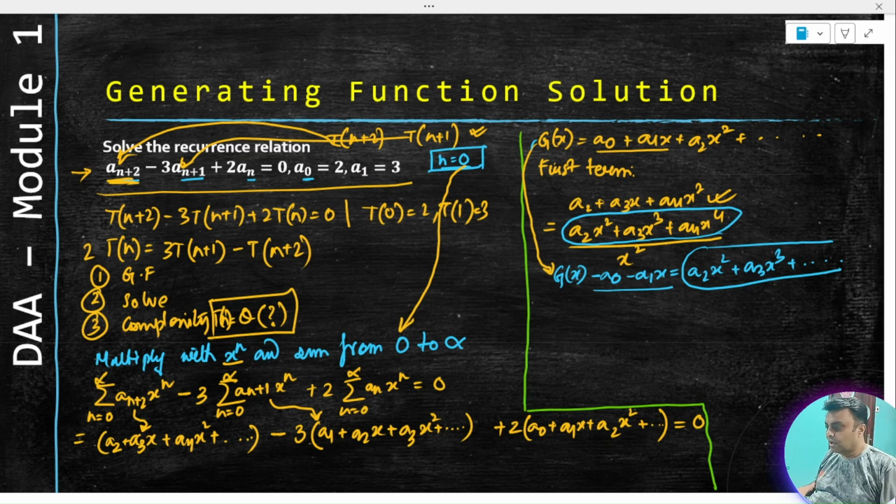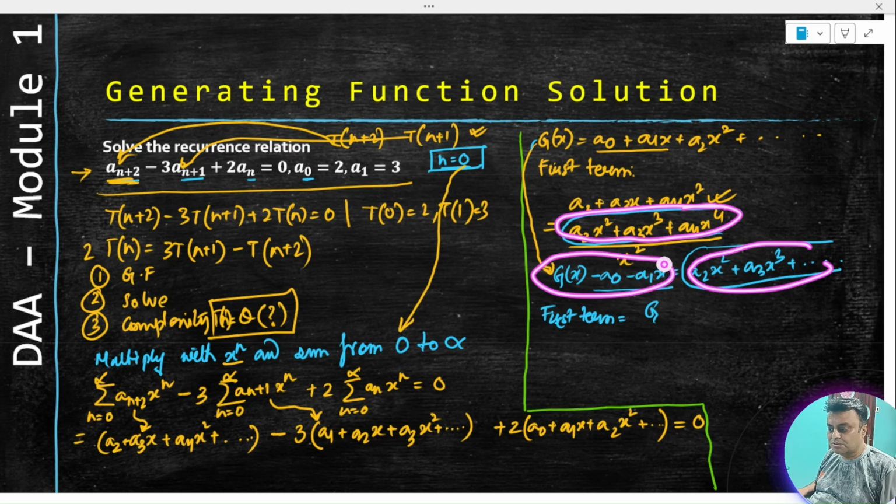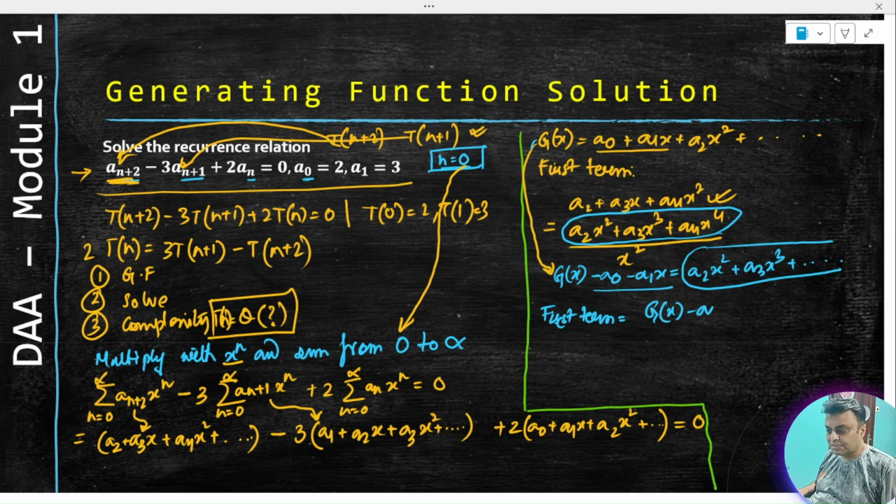So therefore, can I write my first term as equal to g(x)? See, this part of the problem, a2x square etc., is like this, so it is actually equal to this. So let me put it here. This becomes g(x) minus a0 minus a1x, because that is what a2x square plus a3x cube and so on is, and we had found out this is the numerator of the first term. So divided by x square. So this is my first term.